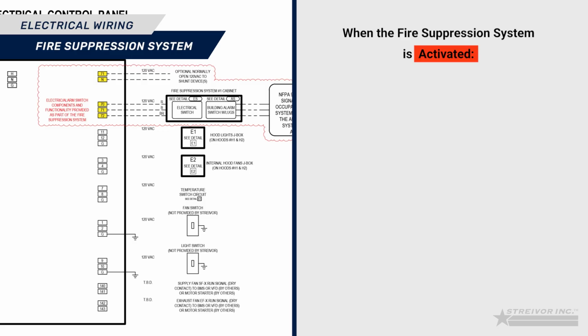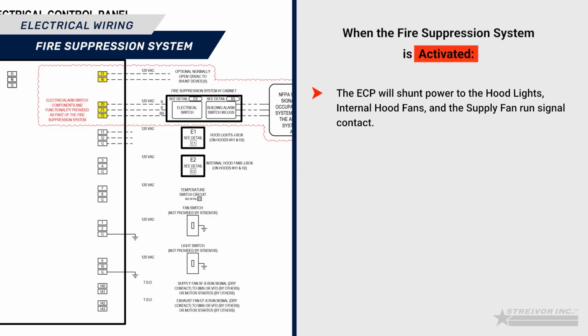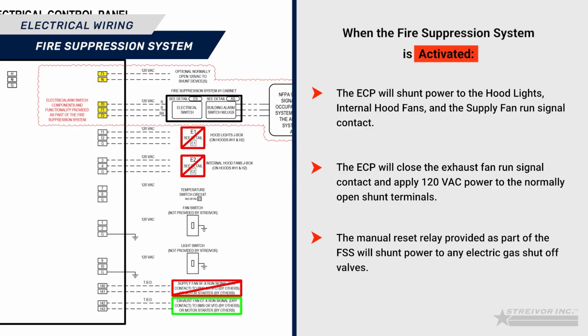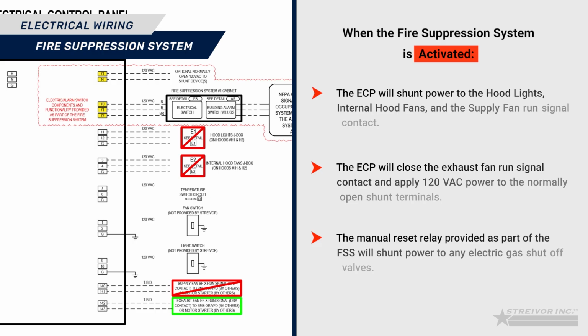When the fire suppression system is activated, the ECP will shunt power to the hood lights, internal hood fans, and the supply fan run signal contact. The ECP will close the exhaust fan run signal contact and apply 120 VAC power to the normally open shunt terminals. The manual reset relay provided as part of the FSS will shunt power to any electric gas shutoff valves.